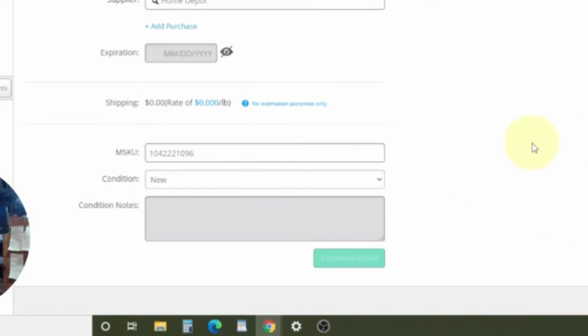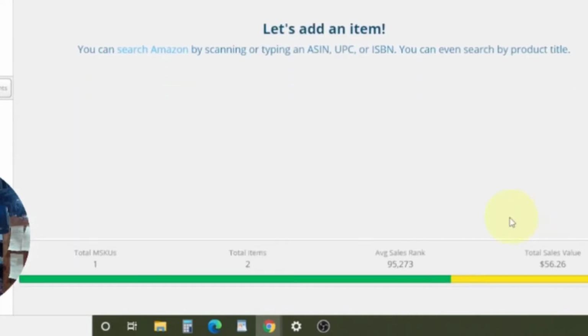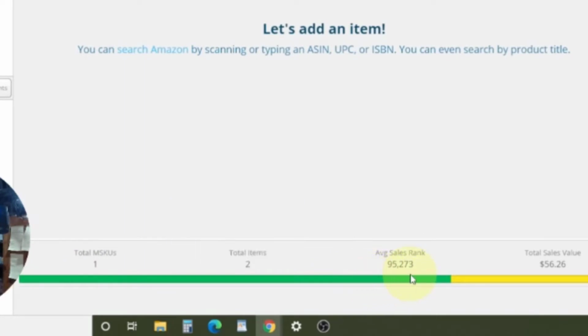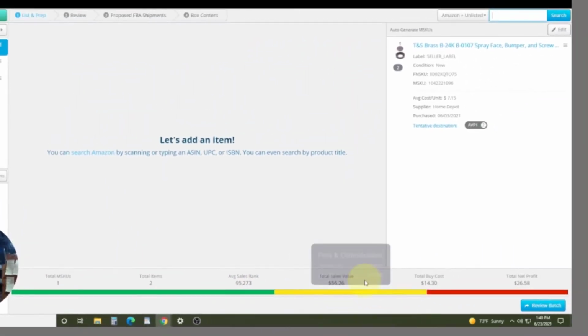Now, all I have to do from there is add it to the batch. Now watch what happens. Once you add it to the batch, now I can see how many units, how many SKUs, how many total units, what's the rank, what's the sales value, what is my buy cost, what is my profit. Right there, I'm looking at a shipment and I can see where the money is. You see the difference? Let's do one more.